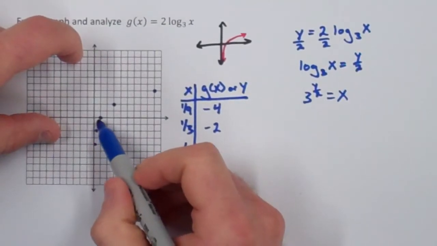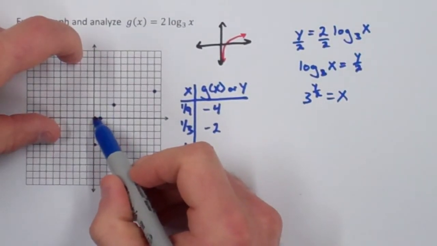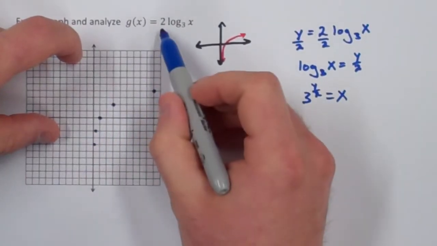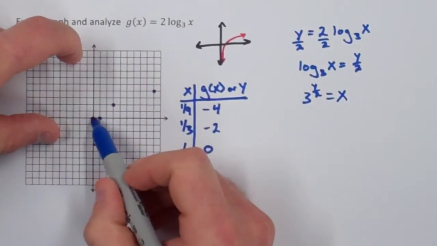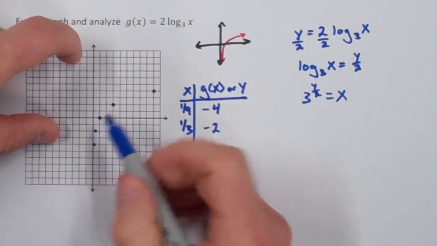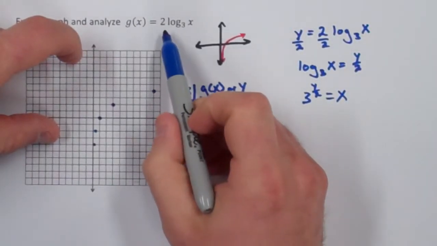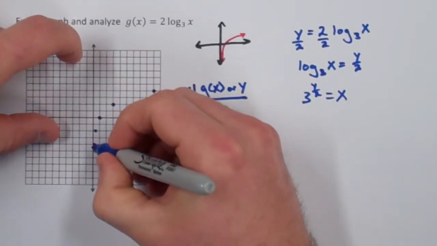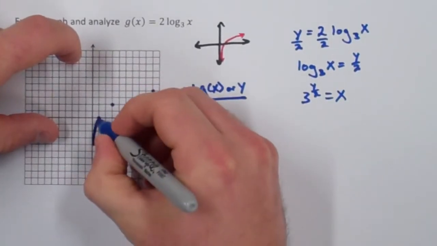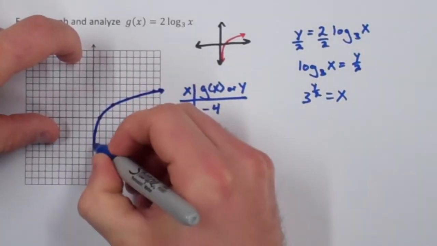Or in this case too here, we would normally go right by 1/3 and down 1 if there wasn't this 2 out here. And so we're going to go right by 1/3 in this case and down 2. So all of the y values are just doubled. If we connect these all together, we can go ahead and get a shape of the graph.